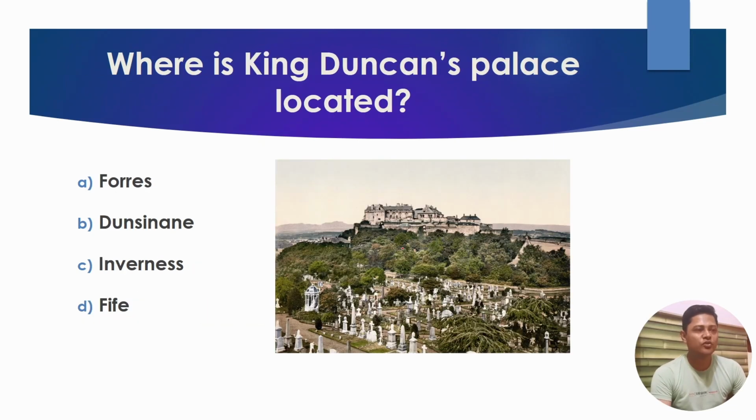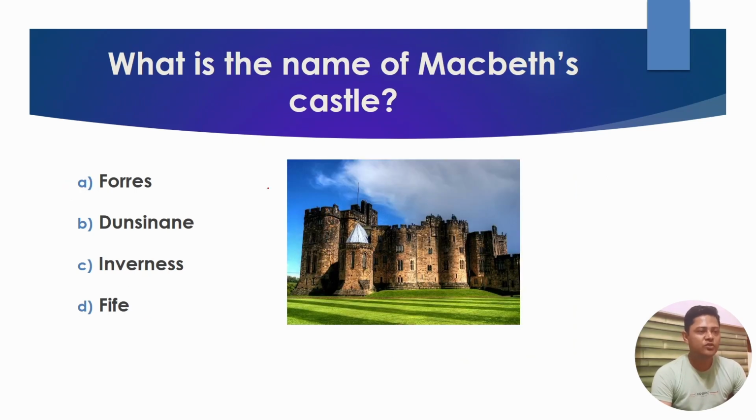The next question is, where is King Duncan's palace located? Here the correct answer is Forres. The next question is, what is the name of Macbeth's castle? Whether it is Forres, Dunsinane, Inverness or Fife. The correct answer is option C, Inverness.